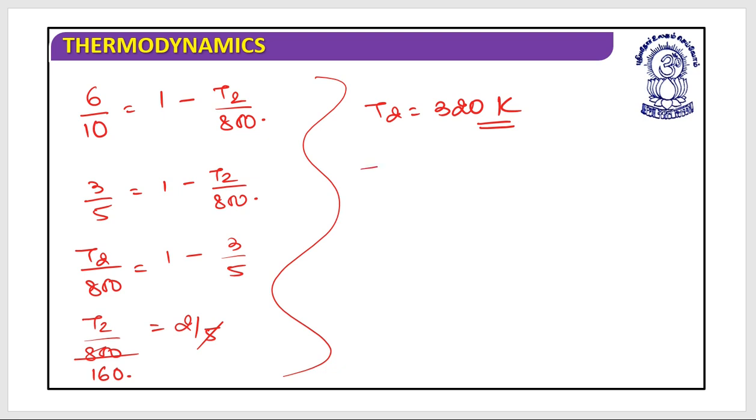If your options have been given in degrees Celsius, because the temperature of the source has been given in degrees Celsius, it is quite possible that they have given the answer in degrees Celsius as well. Then you need to convert this. It's 320 minus 273, and this will give me 47 degrees Celsius. I hope this is clear.